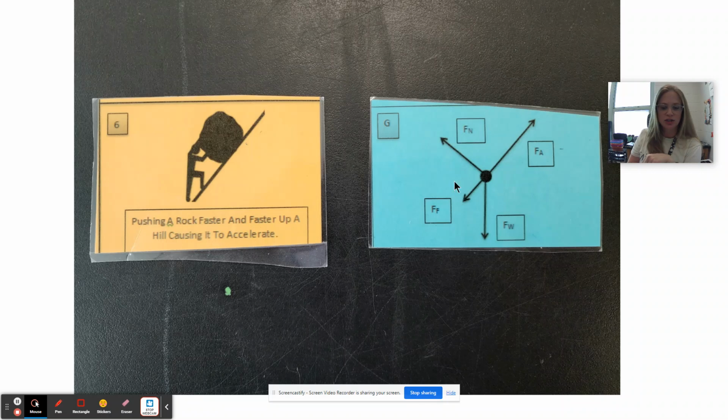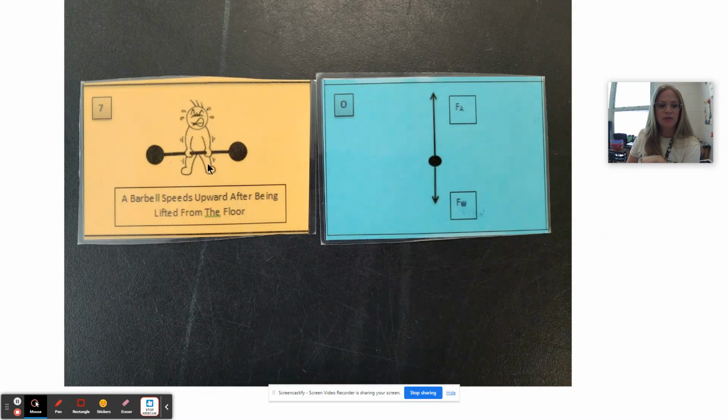Rock is touching the ground, so you'll have this frictional force. Now, this is a stronger force here because it is causing it to accelerate or speed up going up the hill. Okay, here we're just looking at the barbell here.